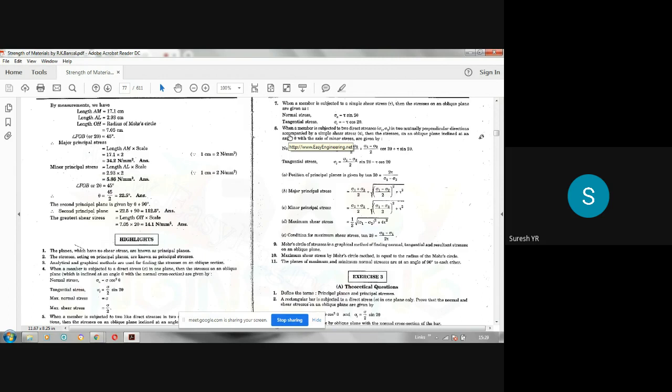Then the stresses on an oblique plane inclined at an angle theta with the axis of minor stress are given by the following. That means theta is measured with the vertical, as I showed in that diagram. Then the normal stress on that oblique plane will be given by sigma n is equal to sigma 1 plus sigma 2 by 2. So you can take it as sigma x plus sigma y by 2 plus sigma x minus sigma y by 2 cos 2 theta plus tau into sin 2 theta. This equation we have actually derived, and I had explained this in the lecture notes provided to you.